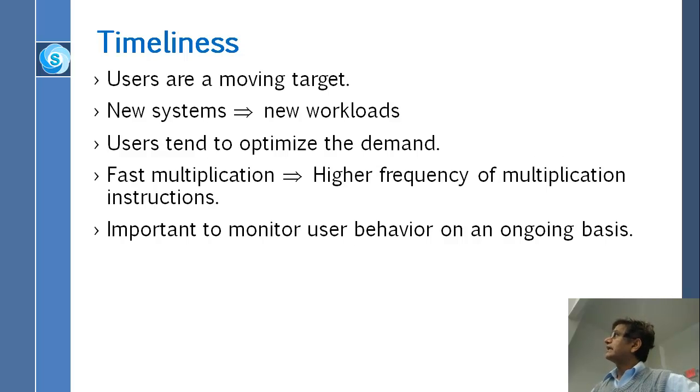So users tend to optimize the demand. That's what it means, that the user's behavior changes with the system. So this is the kind of thing, you optimize for one workload and you give them another system, now they are a totally different workload. Fast multiplication: if the multiplication is fast, then there is a higher frequency of multiplication. That's the same thing like we talked about with the file transfer. Important to monitor user behavior on an ongoing basis.